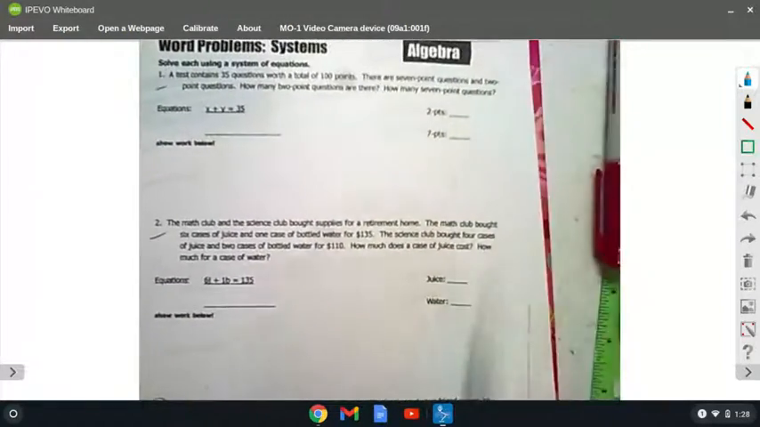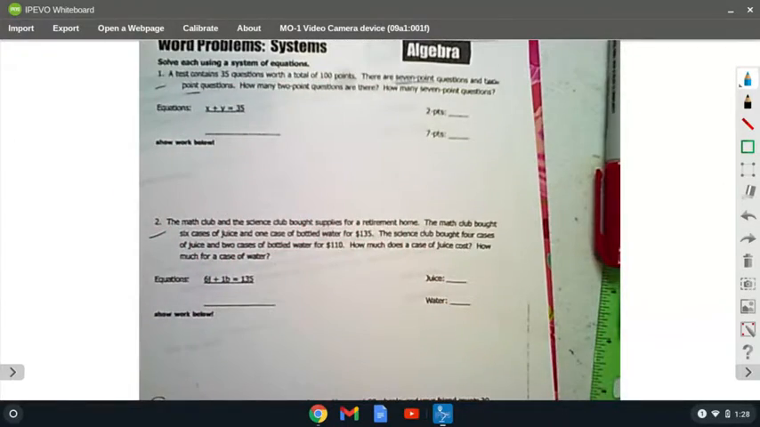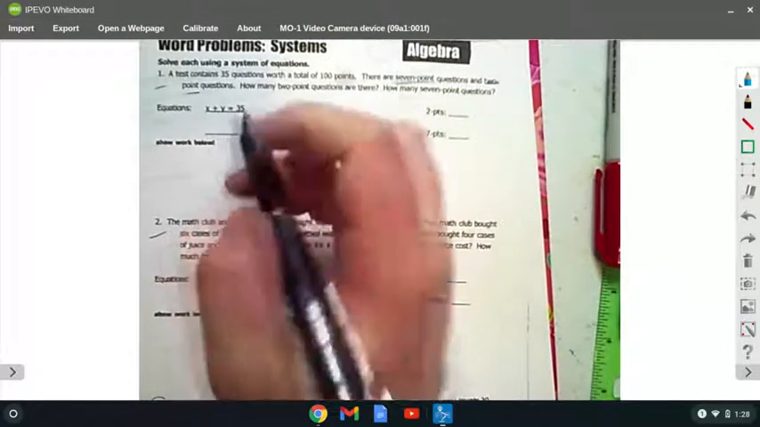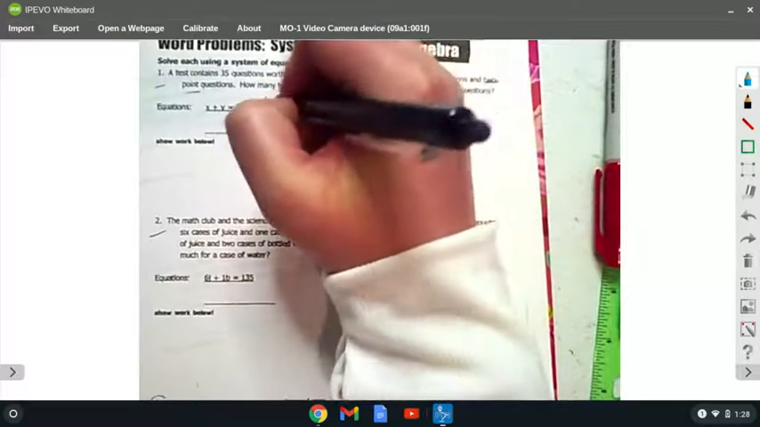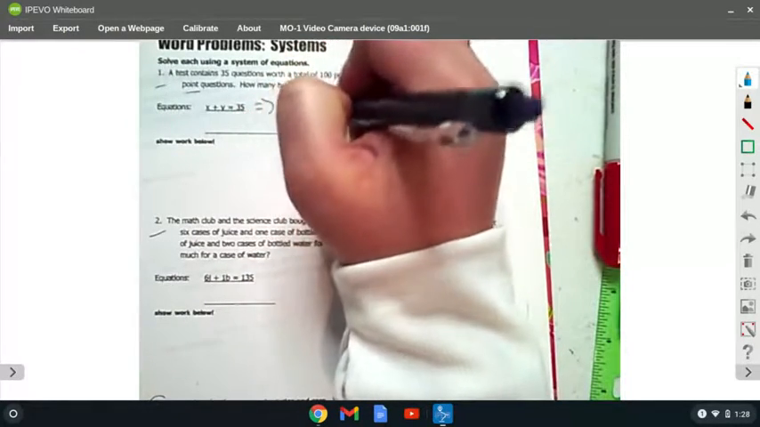A test contains 35 questions worth a total of 100 points. There are 7-point questions and there are 2-point questions. So there are two types of questions. How many 2-point questions are there and how many 7-point questions are there? So they're giving you one equation. This equation is about points. I'm sorry, questions.